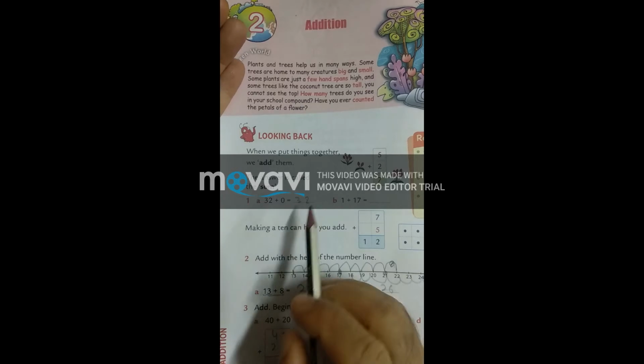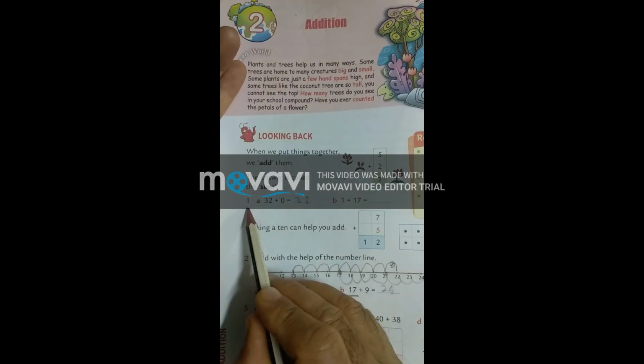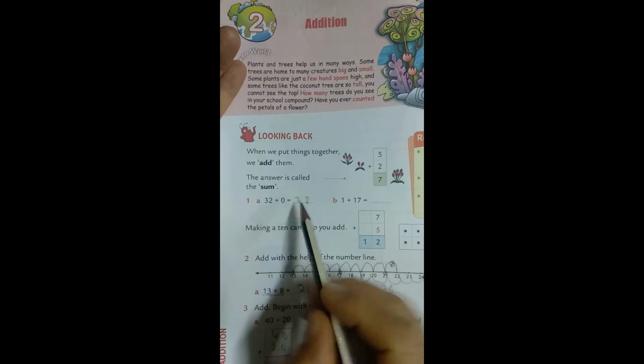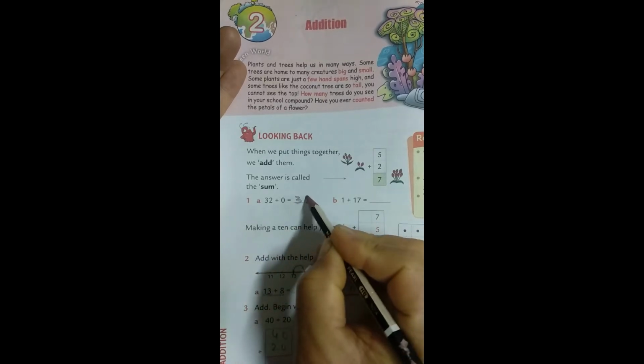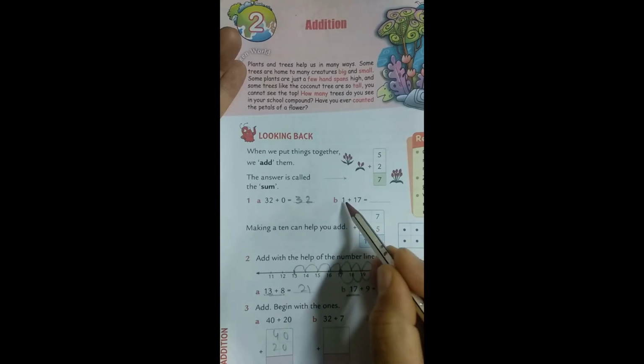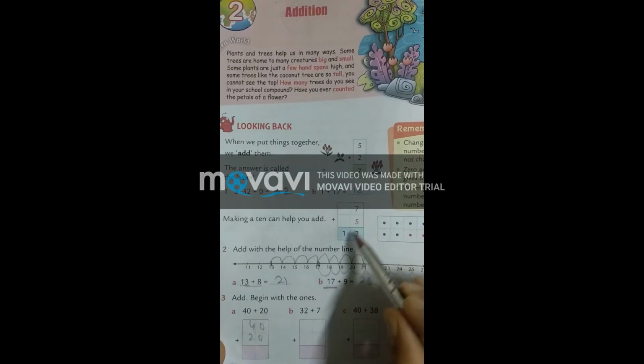Now we will start in the book, page number 26. So first part is here. 32 plus 0 is equal to, you know, any number plus 0 is the same number, 32. 1 plus 17, you know that 17 plus 1 is 18. Next number, if you add 1, the answer will be the next number. Same way 7 plus 5 is 12 here. So how are you adding? You know that we have already told you the method. After 7 you have to count 5 on the fingers, like this: 1, 2, 3, 4, 5. It is 8, 9, 10, 11, 12. So you can write 12 here.